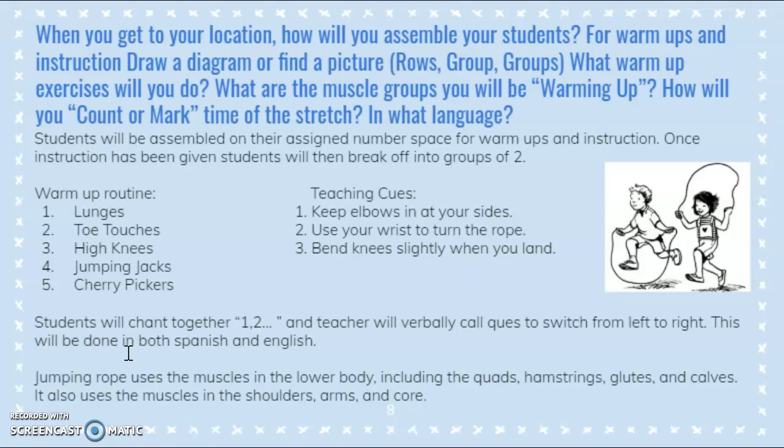Jumping rope uses the muscles in the lower body, including the quads, hamstrings, glutes, and calves. It also uses muscles in the shoulders, arms, and core.